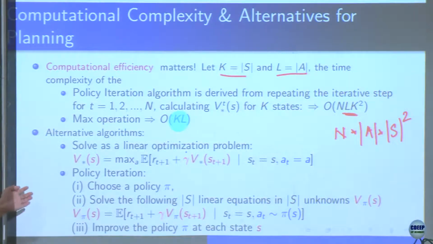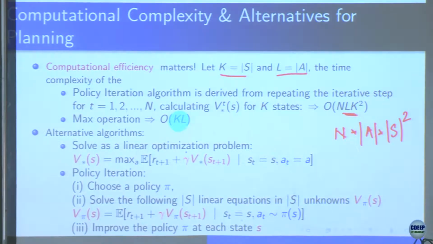And then policy iteration is another way. Instead of doing value iteration, what you could do is iterate on policies. It's like gradient descent. Think of starting with a policy, let's say this is pi. I fix this policy pi.